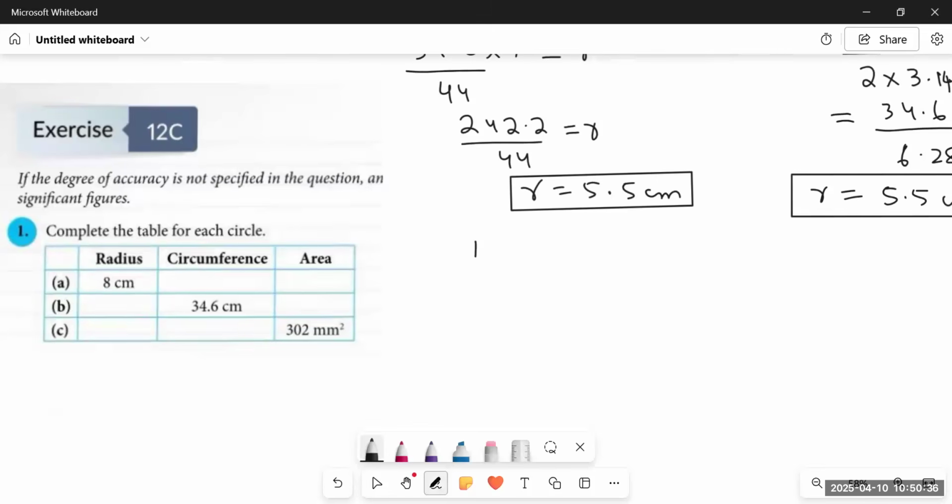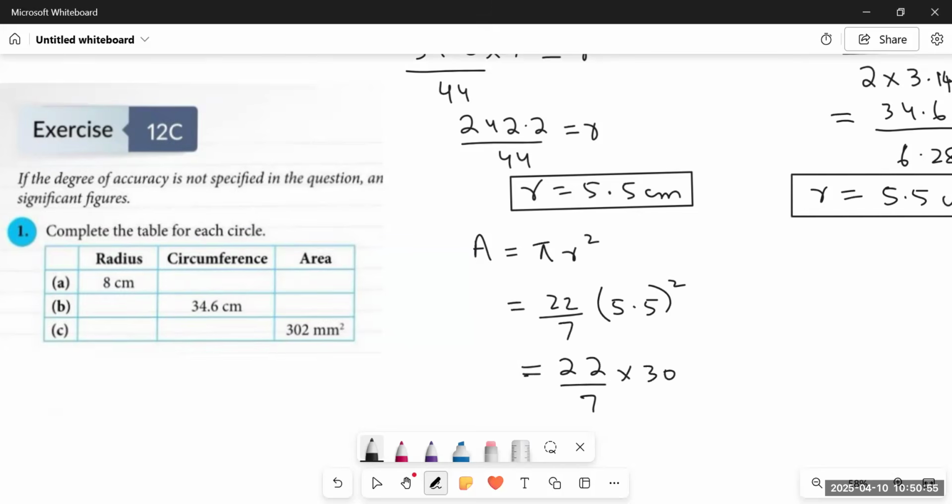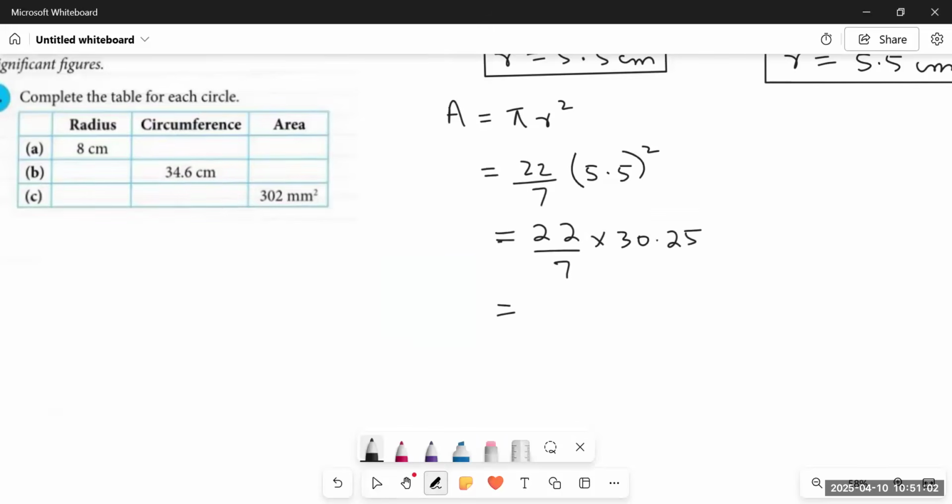It's simple. Area is equal to pi r square. So 22 upon 7 multiplied by 5.5 square. First, we will find the square of 5.5, which is 30.25. Then we will multiply it with 22. So the answer will be 665.5. And then finally, we will divide it with 7. So the final answer would be 95.